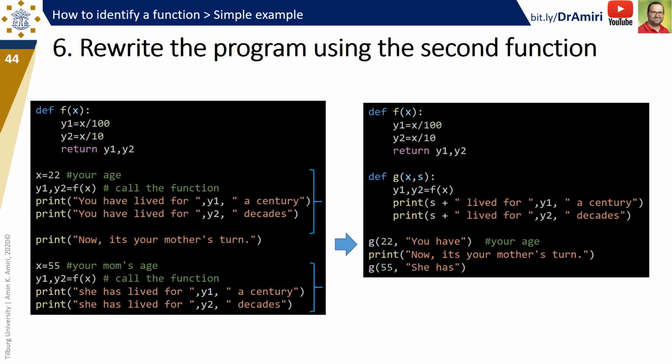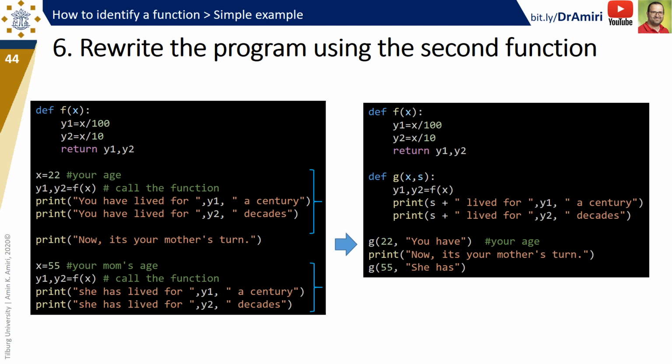Okay, now we need to rewrite the program using the second function. Again, we need to define the function g first. We add the definition of g right after the function f, and then we need to replace the patterns with calls to those functions. So the pattern will be replaced with g in parentheses, and in between the parentheses 22 and "you have." Then we need to write down the print function.